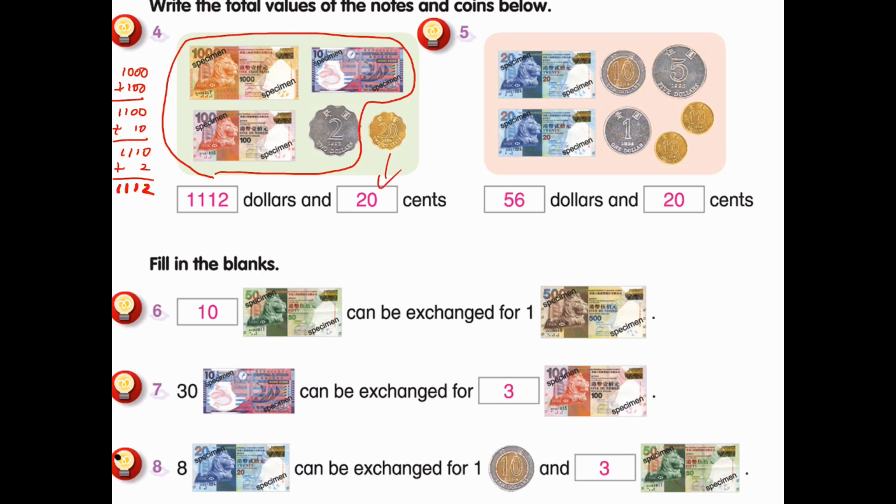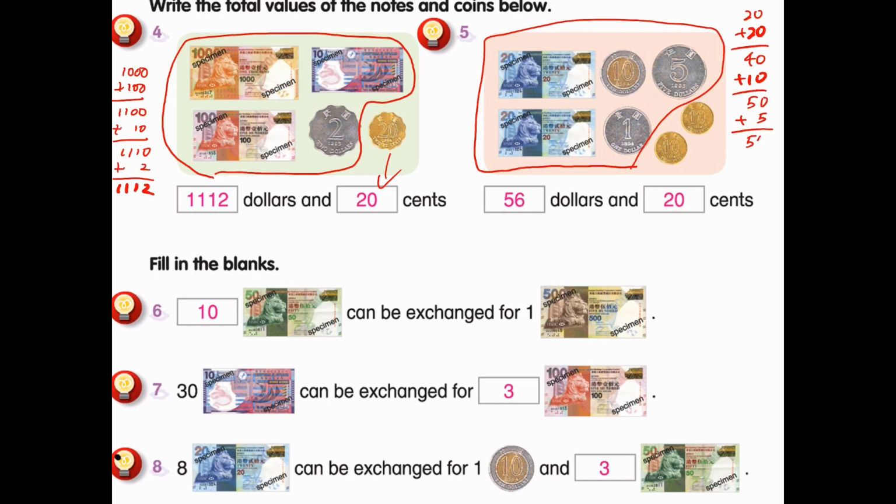So for question number 5, once again, I strongly suggest you separate the dollars and cents first, so it will be easier for you to see. So you have two $20 notes, so 40, and then you have one $10 coin, so make it 50, and then you have a 5, 5 plus 1, you have $56, and do not forget the 20 cents.